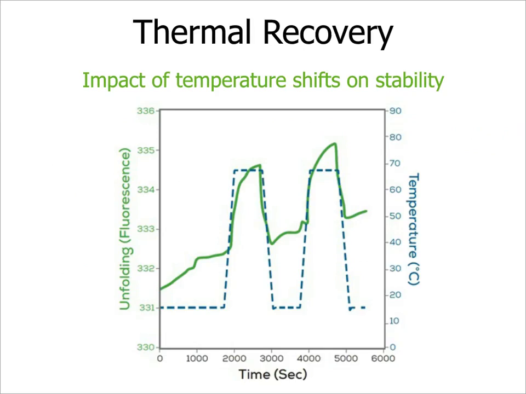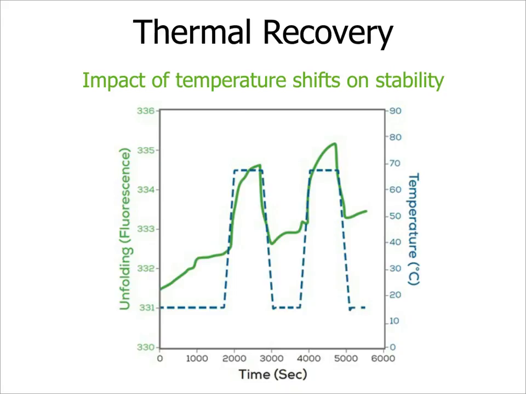With thermal recovery, in this case of an IgG, we're able to heat the sample up to an elevated temperature and cool it back down. We can see how much of the protein recovers its initial conformation. Because we're using a full spectrum fluorescence, we're able to see very small differences in that fluorescence spectrum, indicating small differences in the tertiary structure.